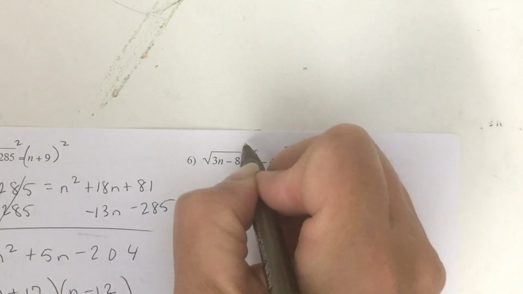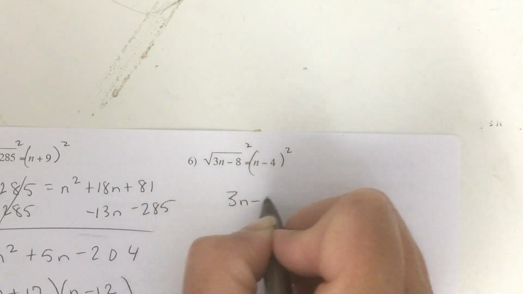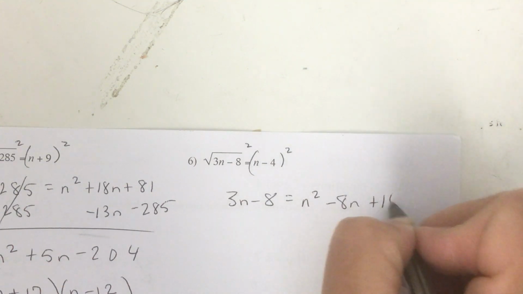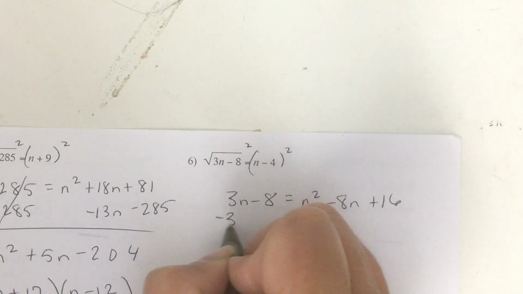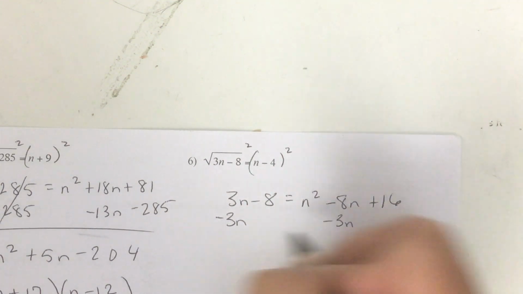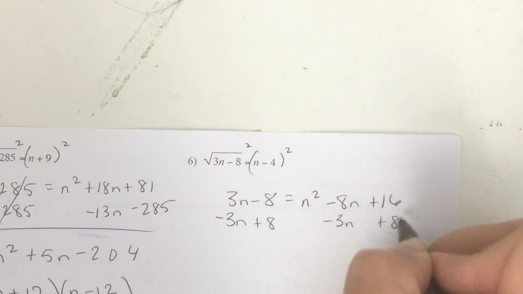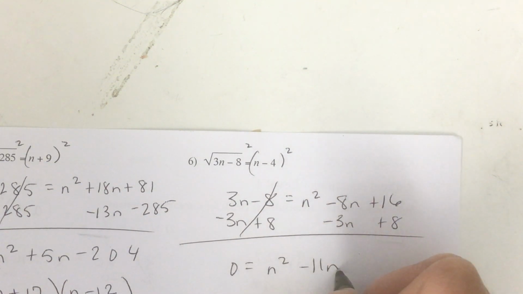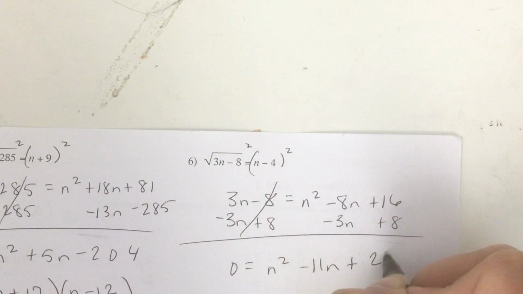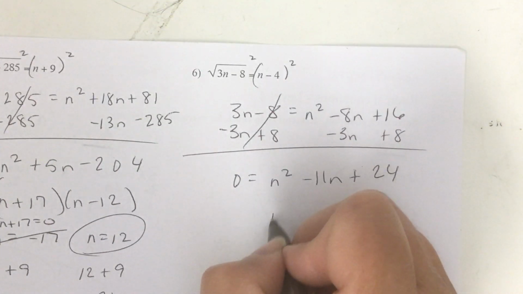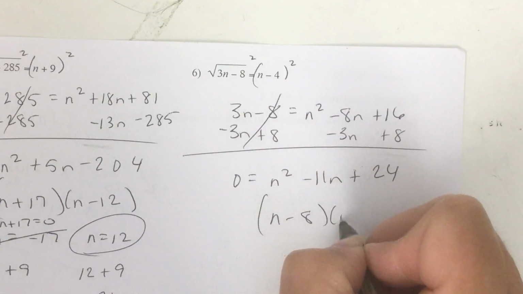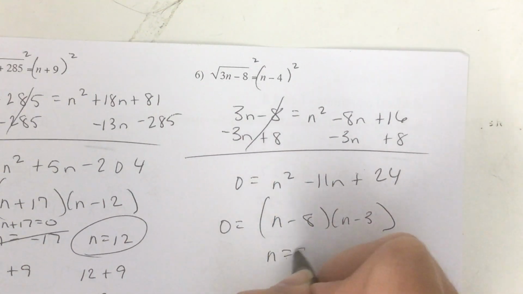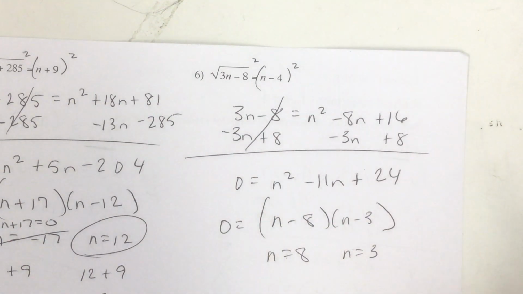Square both sides. Gives you 3n minus 8 equals n squared minus 8n plus 16. Subtract 3n from both sides and add 8 to both sides. 0 is equal to n squared minus 11n plus 24. So I'm going to make that an n minus 8 and an n minus 3. So n equals 8, or n equals 3.